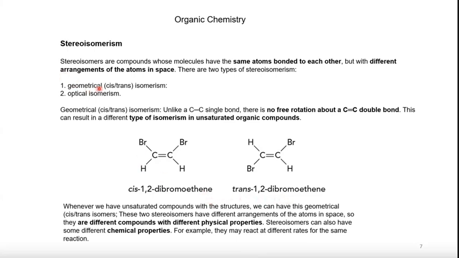These are geometrical isomers. The same atoms are bonded to each other, but the spatial arrangement is different. Whenever we have unsaturated compounds with this structure, we can have geometrical isomers. These 2 isomers have different arrangements, as we said already, and they have different physical and chemical properties too.